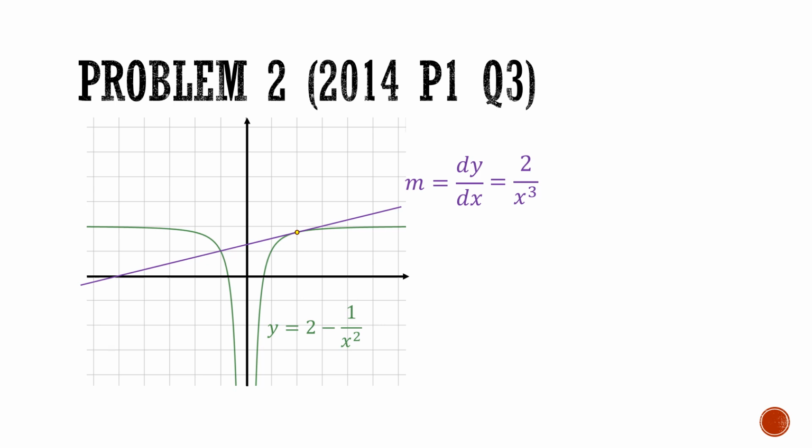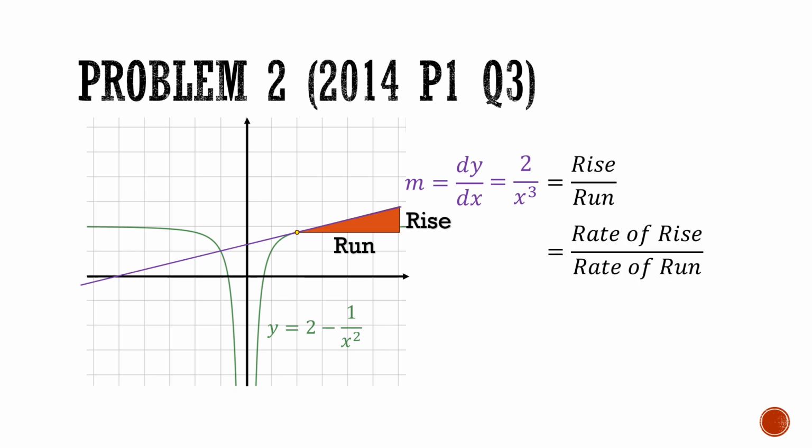So by differentiating y, we'll get dy/dx equals 2 over x cubed. And while we usually know gradient to be the rise over the run, it is also equal to the rate of rise over the rate of run. So it's dy/dt over dx/dt. Let's sub in those values that we have worked out. We can simplify that to be 1/4.